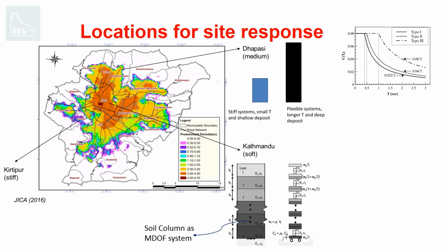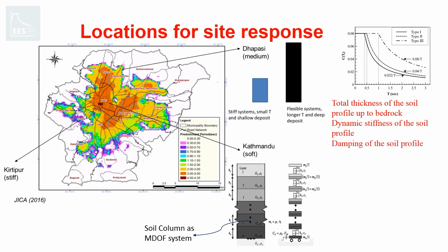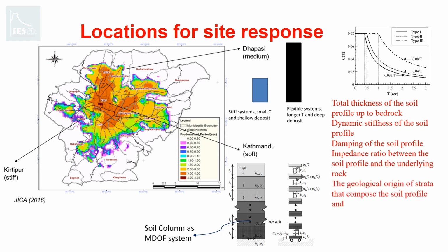And also note that the soil column is influenced by a number of factors. These include the total thickness of soil profile up to bedrock, dynamic stiffness of the soil profile, damping of the soil profile, impedance ratio between the soil profile and the underlying rock, the geological origin of strata that compose the soil profile, and variation of seismic site response characteristics as a function of the ground motion intensity.